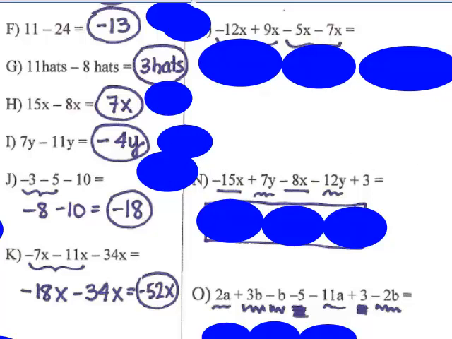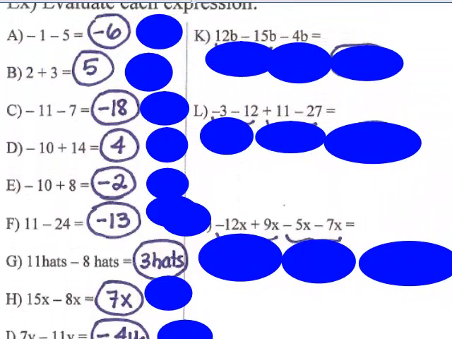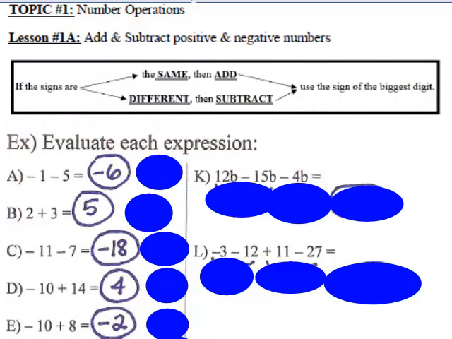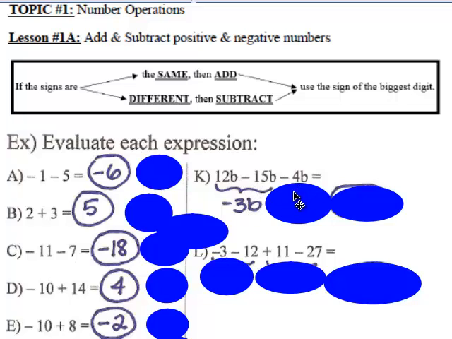So what we're going to do now, I'm going to go back up to this handout, and I'm going to look at example letter K. We have 12b minus 15b. Because the signs are different, remember 12 is positive and 15 is negative, you're going to subtract. So this would be -3b because 15 is the biggest digit. Once you did that, you're going to bring down the next term, which is 4b.